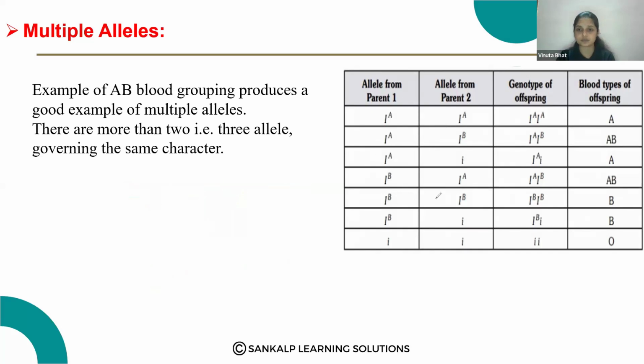So here you can see this table. If parent 1 has IA and parent 2 also has IA, then the genotype will be IAIA. When the IA condition is there, the blood group will be A blood group. And similarly, you can see the B blood group, the O blood group condition and also the AB blood group. So this is an example for multiple alleles.